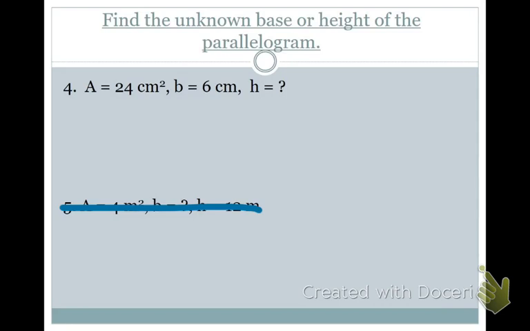Okay, so we're trying to find the base or the height. In this case, we're finding the height. What do you think? Will I be using the formula for the area of a parallelogram or for the perimeter? Look at the original problem. This tells us the area, so we're looking for the area. So let's start off with our formula for the area of a parallelogram. Area equals base times height.